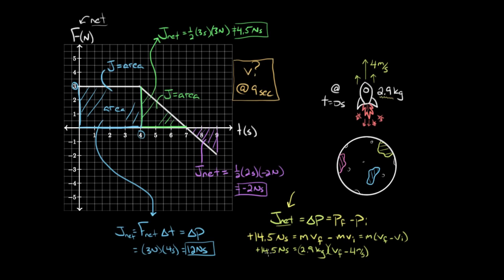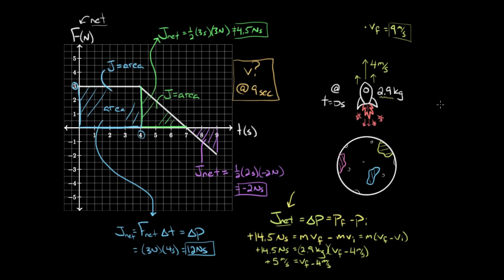So if I divide both sides by 2.9 kilograms, 14.5 over 2.9 is 5, and that'll be newton seconds over kilograms, which has units of meters per second, and that's positive. That's going to equal, the leftover over here is going to be V final minus 4 meters per second. And now finally, if I add 4 meters per second to both sides, I get that V final of this rocket is going to be 9 meters per second. So after 9 seconds, it ended up going 9 meters per second. That's just a numerical coincidence.